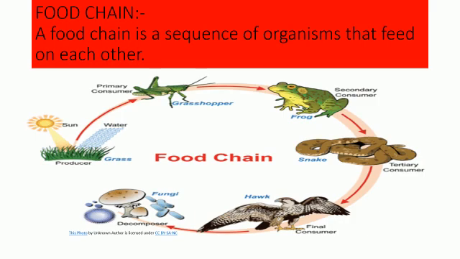Let us discuss the food chain. So what is a food chain? A food chain is a sequence of organisms that feed on each other. It means who eats whom.